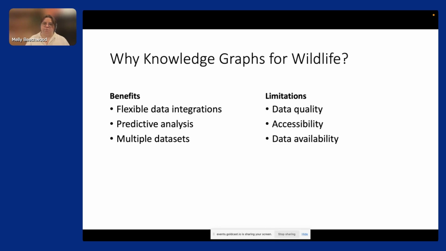It also allows multiple data sets, but it can have some limitations. The data quality can be hard to get. The accessibility of the data can be even more challenging sometimes. And it really depends on what type of data you put in, what you have available, and how you can go about it.